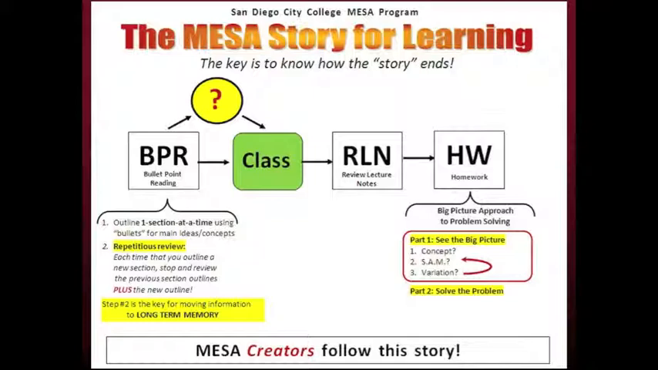Assuming you identified the concept and SAM, the third question is, what is the variation and how does a variation affect the SAM? When you have a group of problems, review all of the problems in the group. They share the same concept, but are the problems different or the same? If they're different, how do they differ? This difference is a variation.